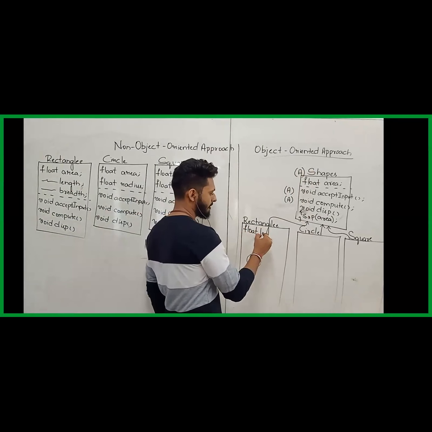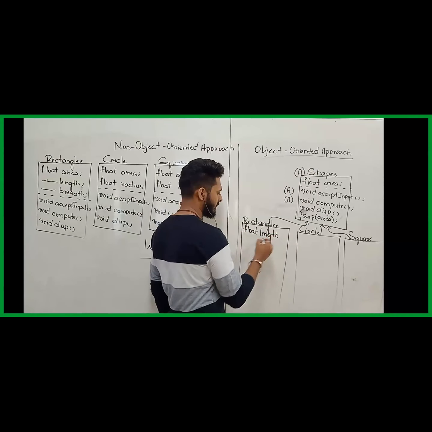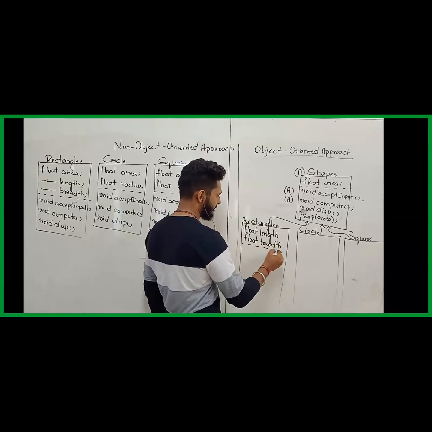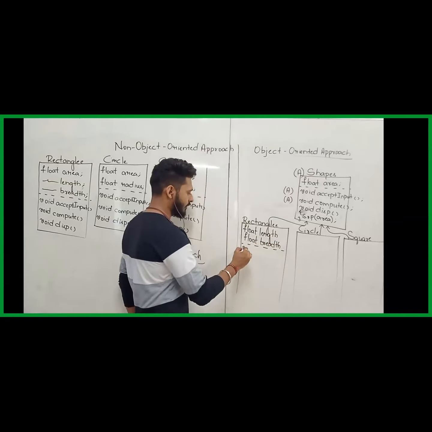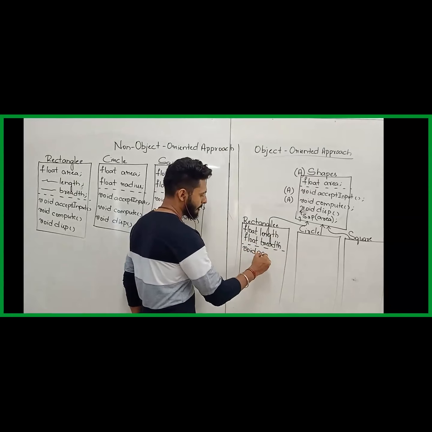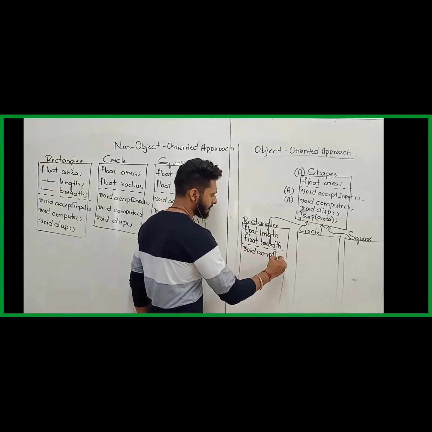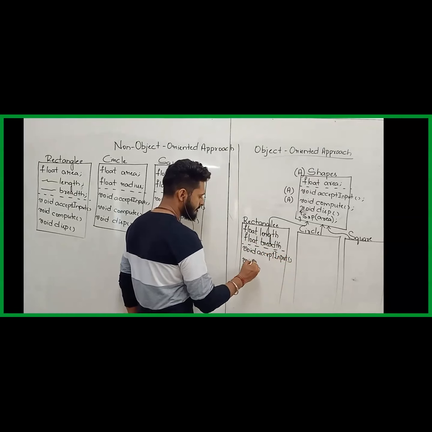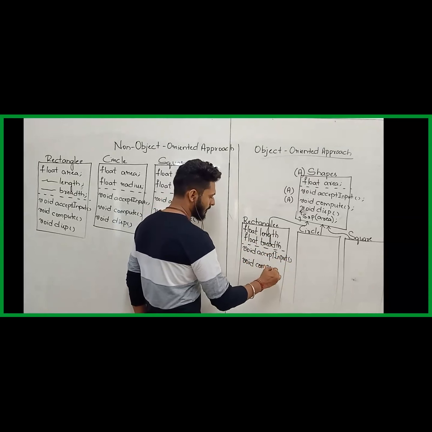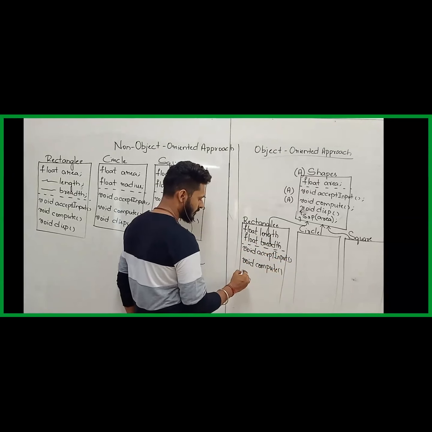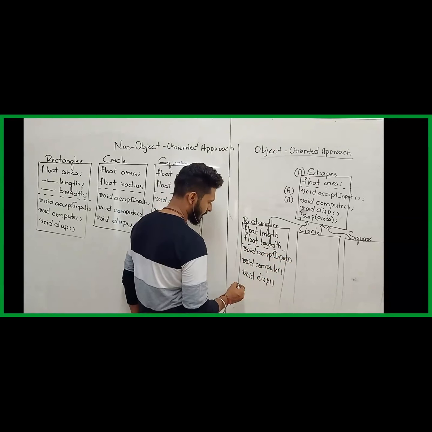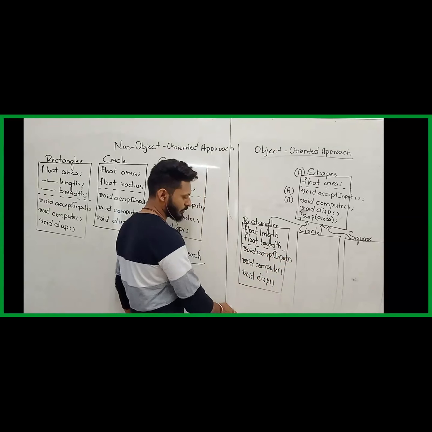And here, what else? Float length, float breadth, and then here I will use void accept input, void compute, and void display. Anyways, I believe by this time all of you would have understood what you should do inside this.